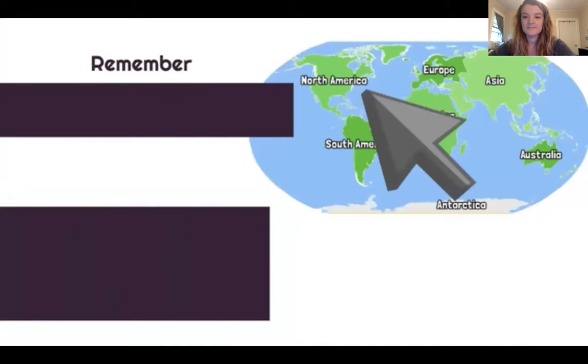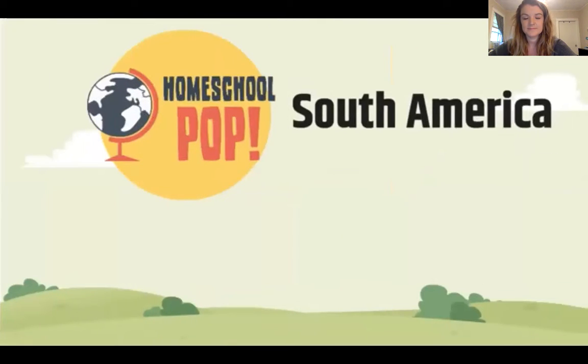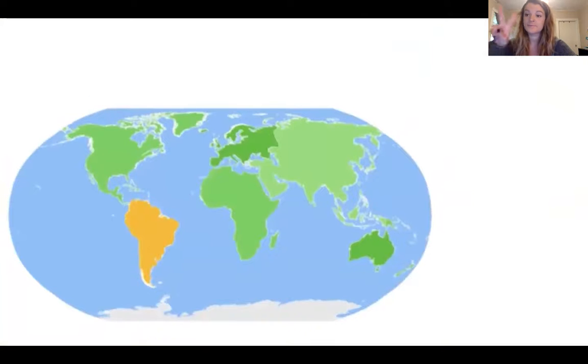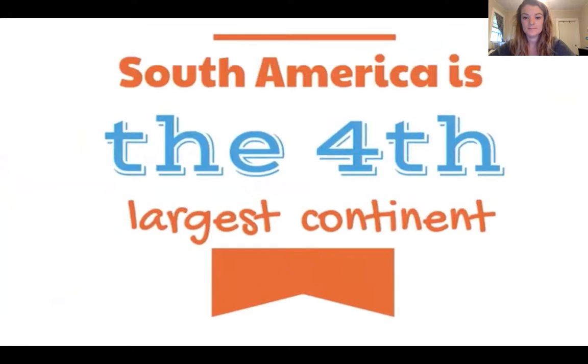Remember, North America is at the top left of the world map. The next continent we're going to learn about is South America. South America is at the bottom left corner of most world maps, just below North America. South America is the fourth largest continent. That means it's a medium-sized continent.